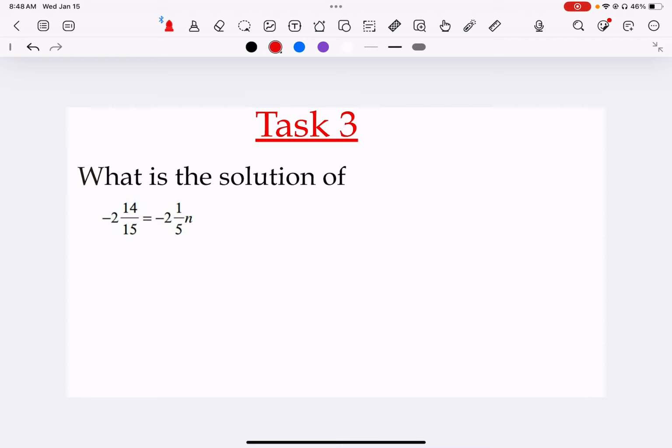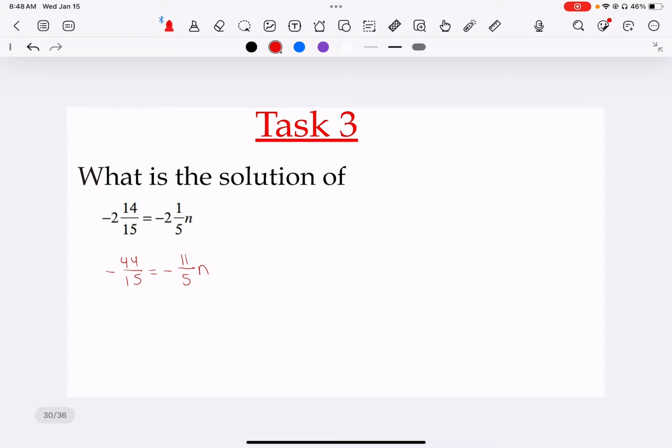Negative 2 and 14/15 minus negative 2 and 1/5. Before I multiply by my common denominator, I like to turn them into improper fractions. So 2 times 15 is 30, plus 14, I'm left with negative 44 over 15 equals a negative 2 times 5 is 10, plus 1 is 11. Negative 11 over 5.